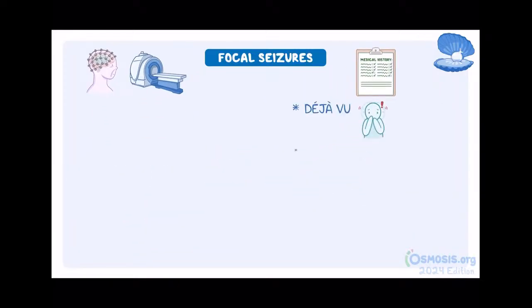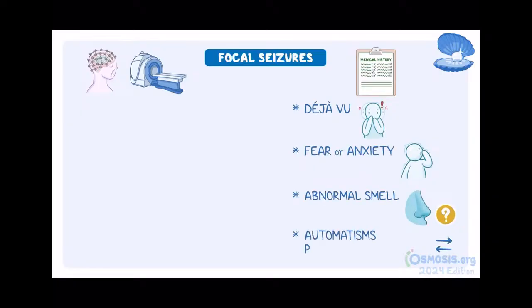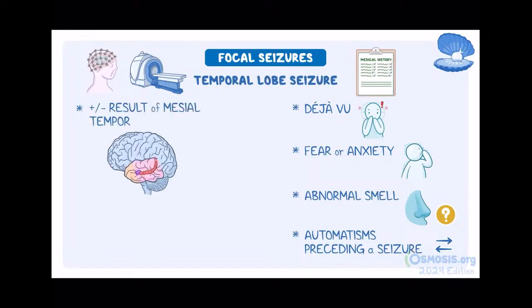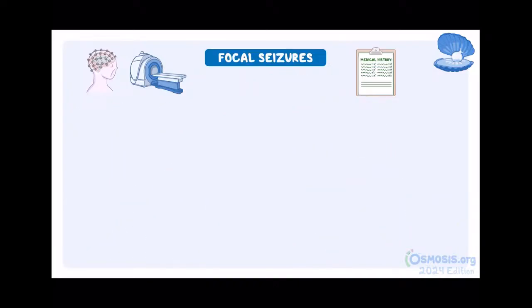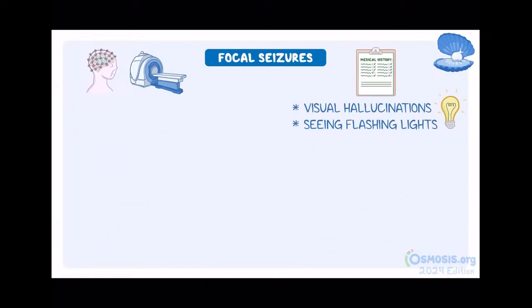The sensation of déjà vu, fear or anxiety, an abnormal smell, or automatisms preceding a seizure suggest a temporal lobe seizure. This kind of seizure might be a result of mesial temporal lobe sclerosis or simply hippocampal sclerosis, in which there is scarring and neural loss in the hippocampus affecting neuronal circuits. Finally, visual hallucinations or seeing flashing lights point to an occipital lobe seizure.